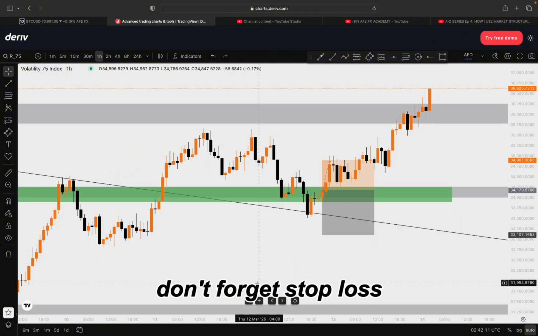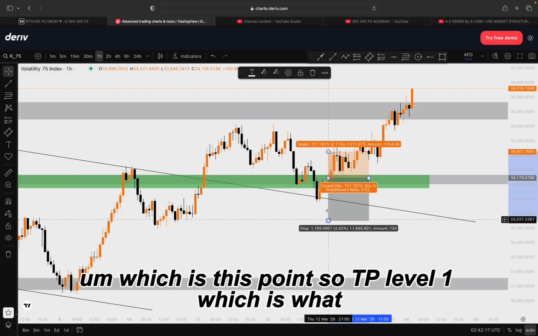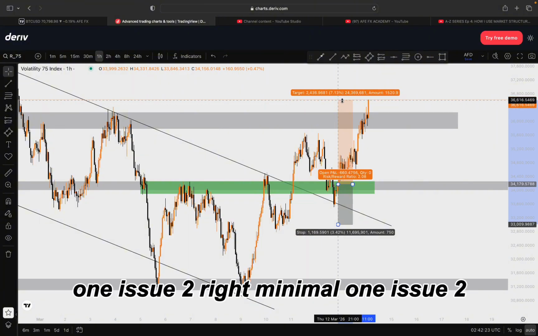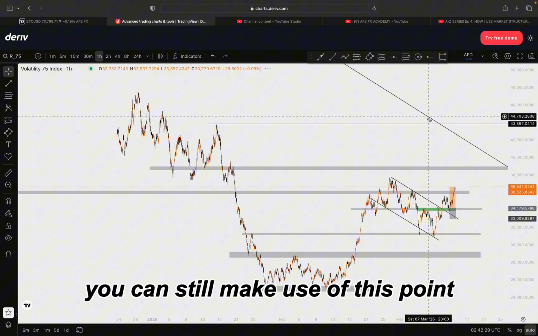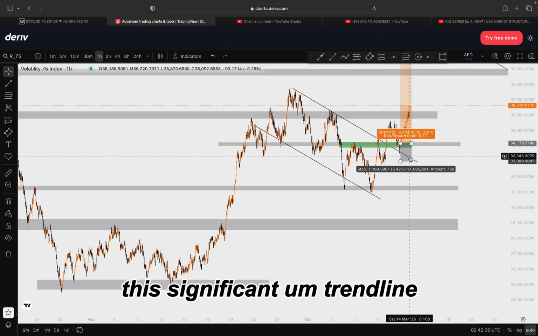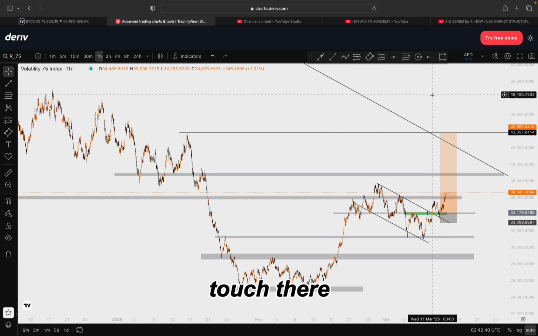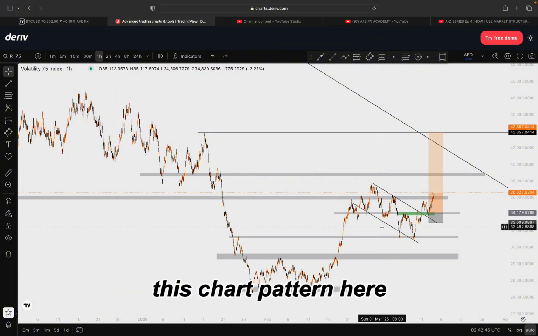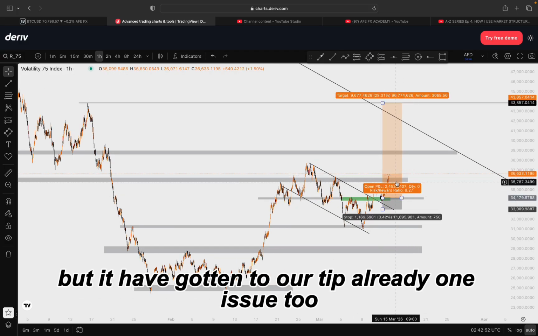This stop loss, don't forget stop loss, look for the next reasonable low here, which is this point. So TP level 1:what? 1:2, right? Minimal 1:2. But with what I showed you guys now, you can still make use of this point, because I'm expecting this market to come and touch this significant external trend line, and then continue going down because of this flag that we saw here, this chart pattern here. So I will expect it to come to this zone, but it has gotten to our TP already, 1:2.